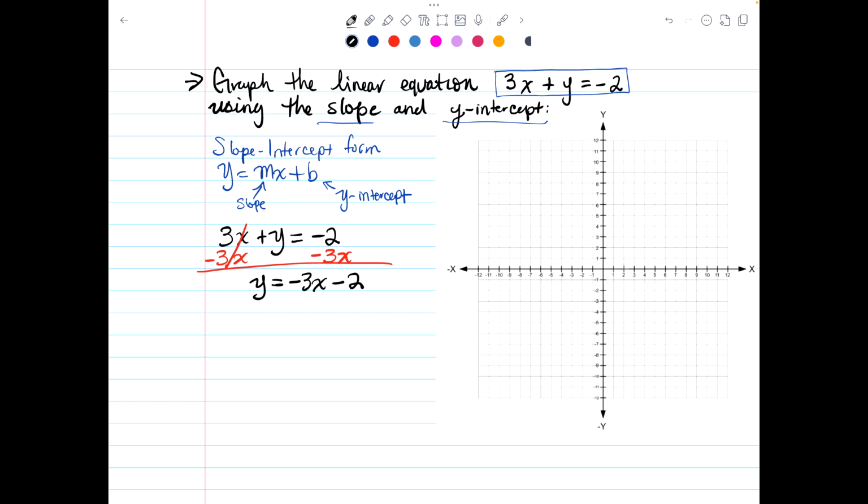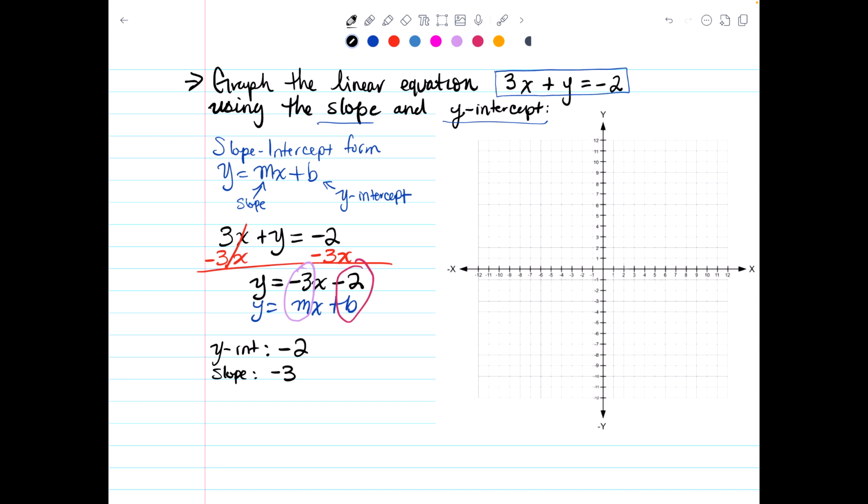Now that this equation is in slope-intercept form, y equals mx plus b, I can easily identify my slope, which would be -3, and I can identify my y-intercept, which would be -2. So now I know my y-intercept is -2 and my slope is -3.